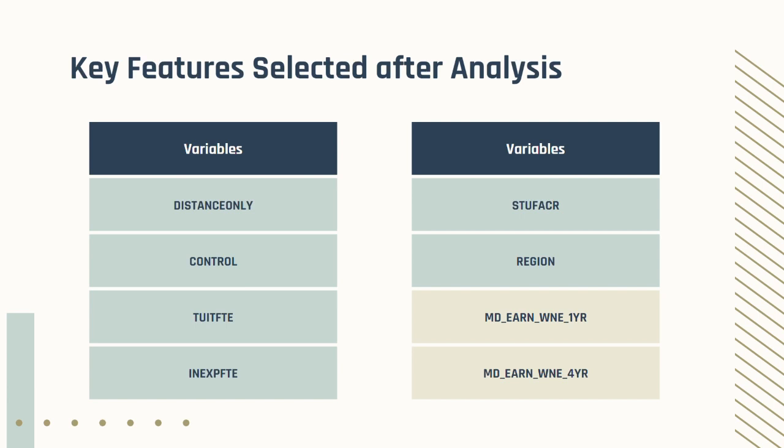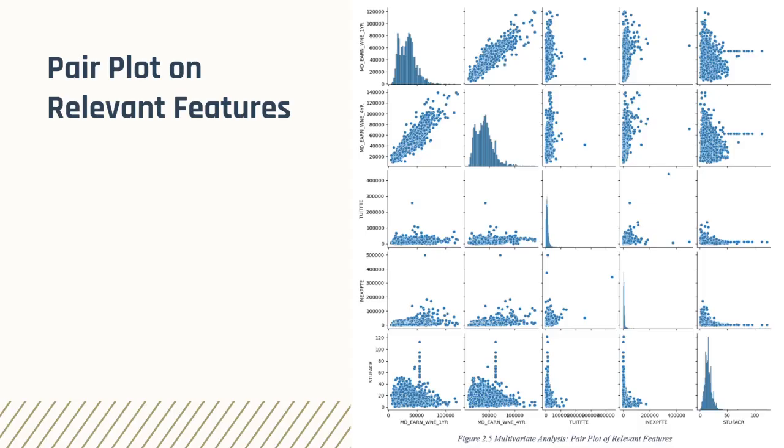The 2 salary features consist of the median earnings of students working but not enrolled after the first year and 4 years of completion of their graduation. Moving on to the pair plot. This is a pair plot of all the features. The diagonal plots represent the individual feature distributions, while all the other plots show the correlation between 2 corresponding features.